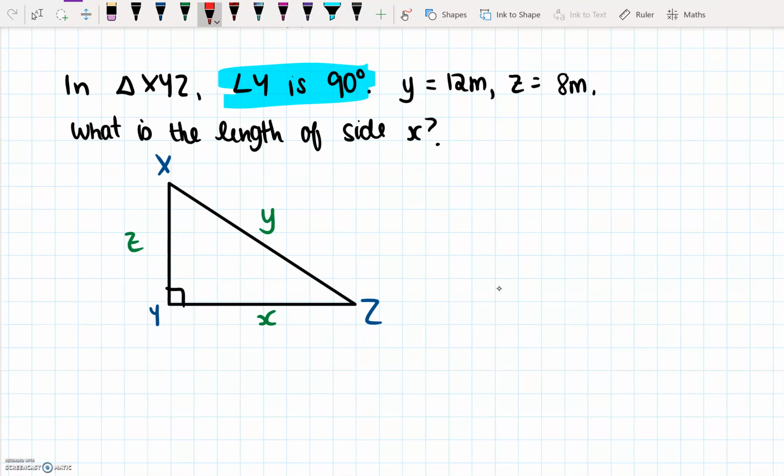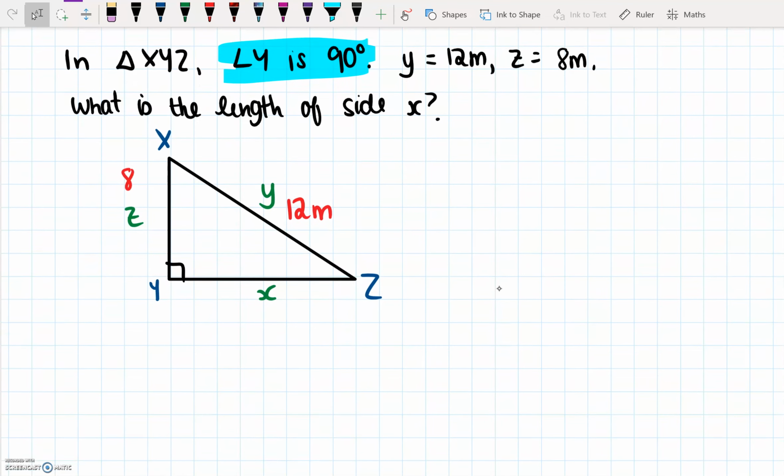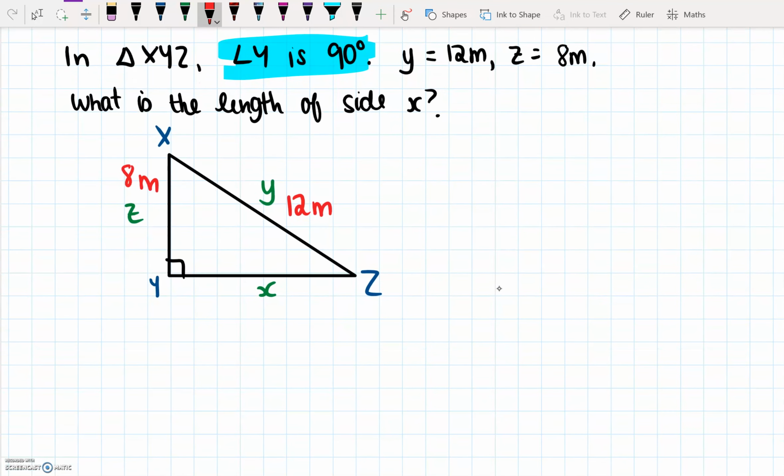Okay, we can now put distances on there. So we said little y is 12 meters. So this hypotenuse is going to be 12 meters. All right, and we said z is 8 meters. So we know that this one over here is 8 meters. Okay, x is the one we're trying to find. So if you're not given the information, sometimes you need to put that together yourself.